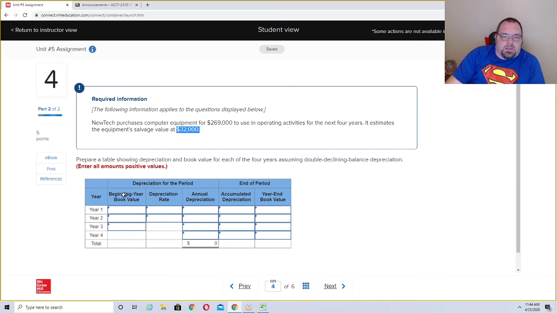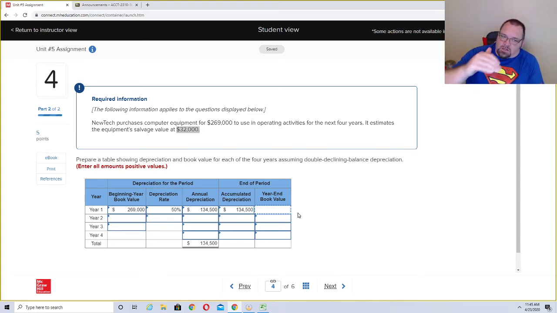All right. Our beginning book value is not cost minus salvage; it is just cost. So the 269 goes here. Remember that rate. That rate is 50%. So 269 times 0.5, which is essentially half, will be $134,500. So the first year, our depreciation is half. At the end of that year, we will have an entry. We'll debit depreciation expense for $134,500. We'll credit accumulated depreciation by $134,500.